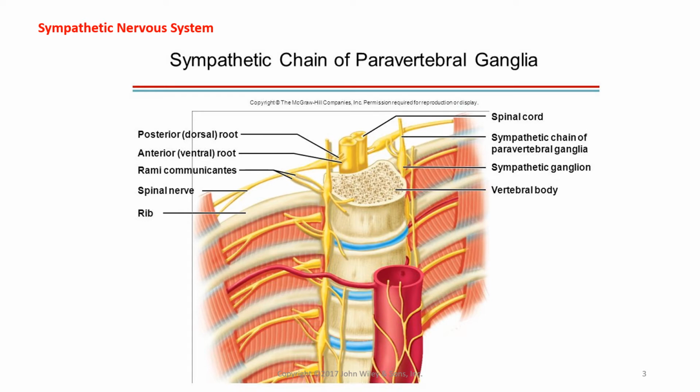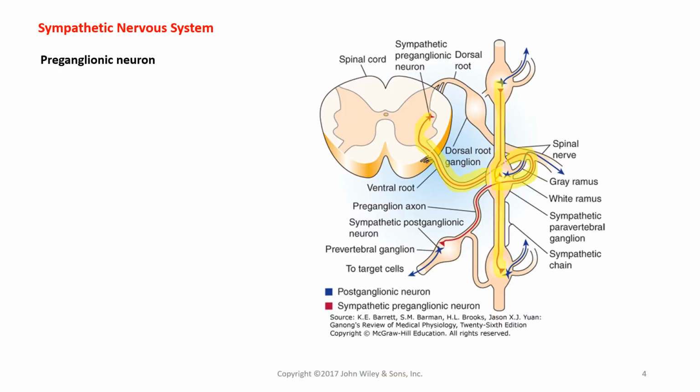So here you can kind of see that sympathetic chain going right along the vertebral column. So that's why we also call it the paravertebral ganglia, because they're sitting right there. And if we look at these preganglionic neurons in a little bit more detail, I'm going to show you 3 different paths that they can take.